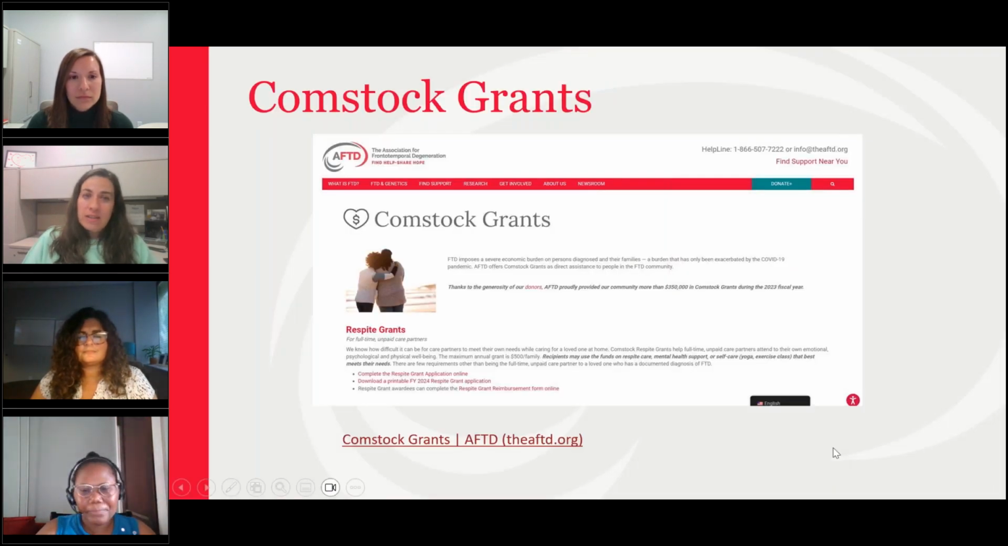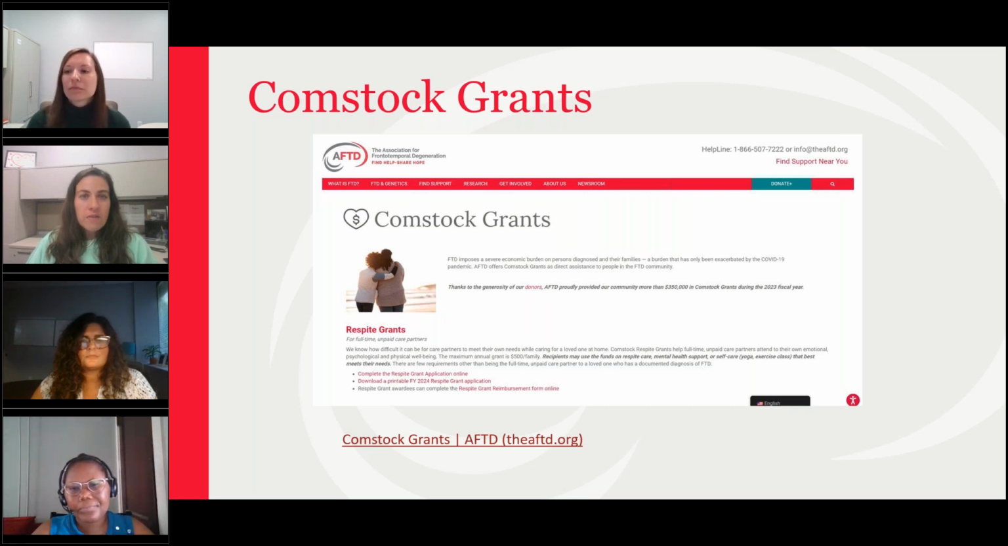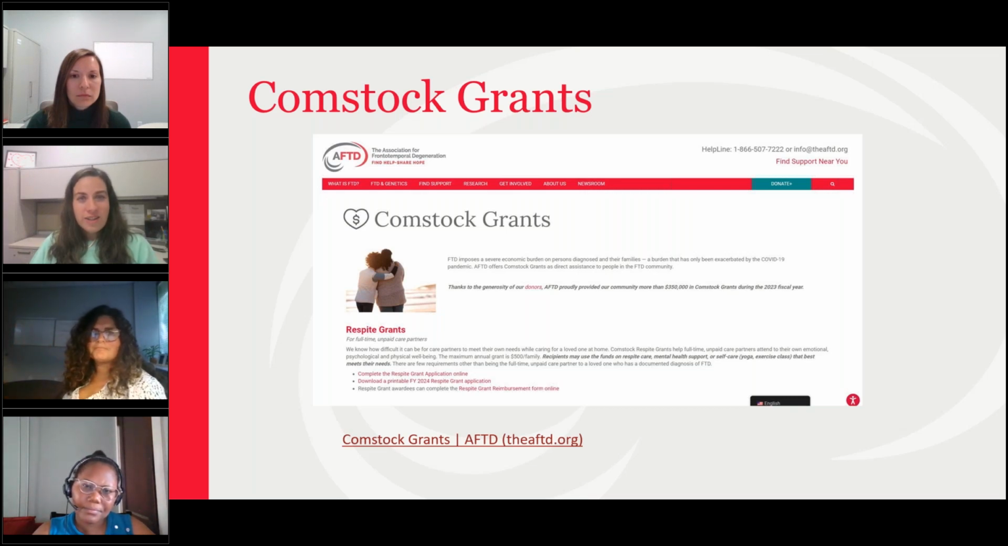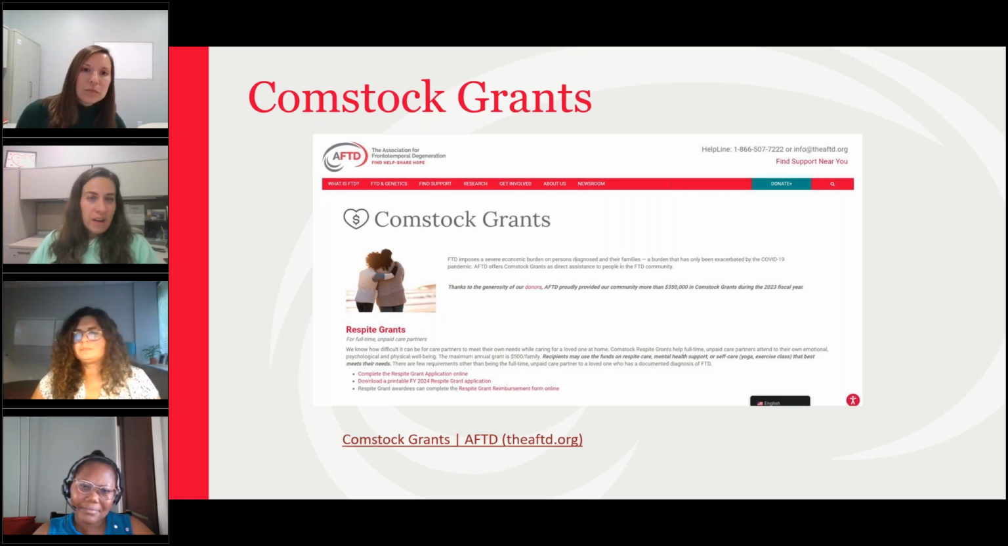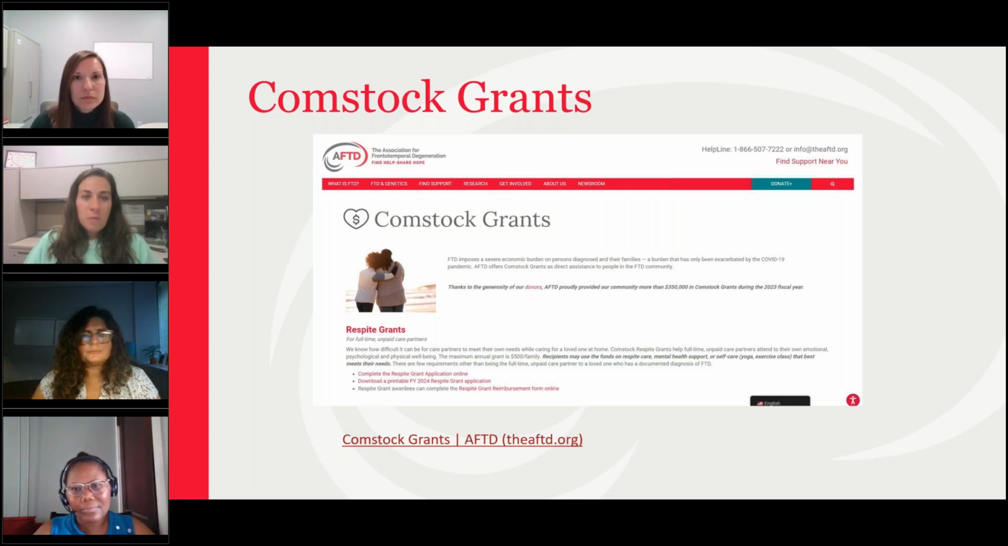There are 3 different types of grants. So there are grants for those with FTD called Quality of Life. There are grants for care partners taking care of their loved one called respite grants. And then we have travel grants so that you can join us for the education conference that we have every year, or other conferences that may have some FTD material. Every single grant is $500. So you are able to apply for one of each if you need to every fiscal year. So we do run on fiscal year. So that's July 1st to June 30th.